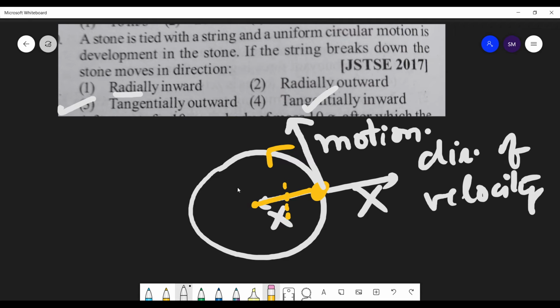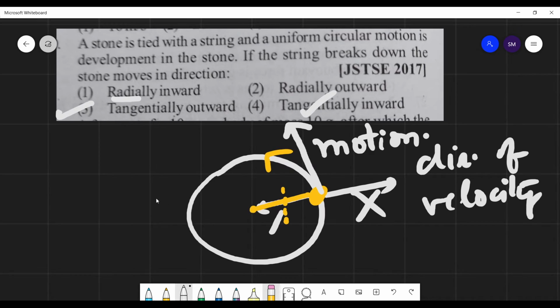Outwards. Okay? Yes? Okay. So the correct answer is tangentially outwards. Okay, students. So next question, let us do the next question.